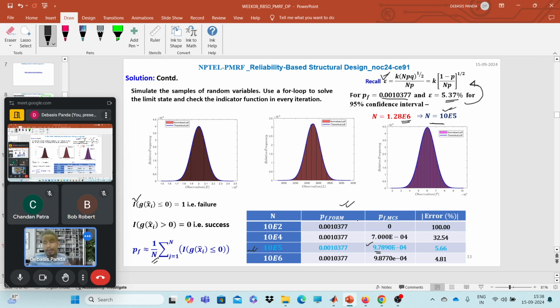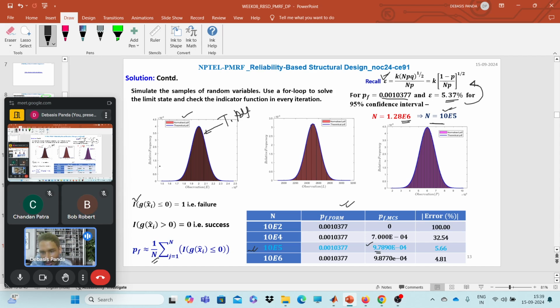Now further to check whether my results are okay or not, what I did, I plot the theoretical PDF and normalized PDF of the random variables as well as the random samples whatever I have generated. So here the blue line, if you can see this blue line, is the theoretical PDF. Now tell me, Bob, how can we get the theoretical PDF? Based on the parameters of the random variable.